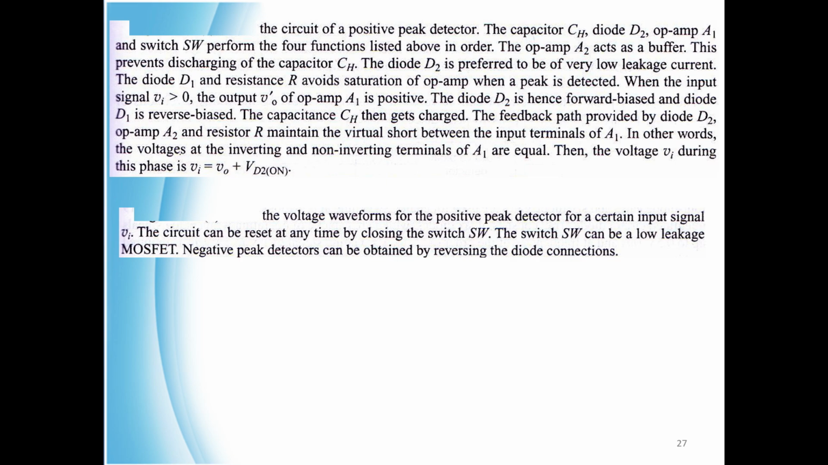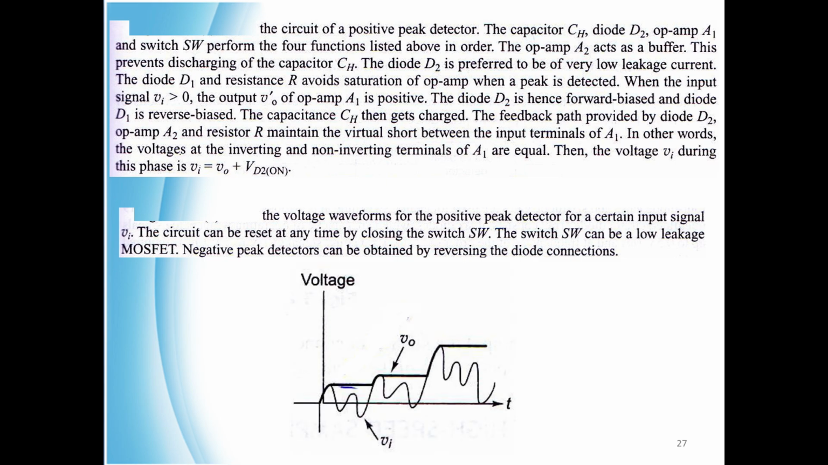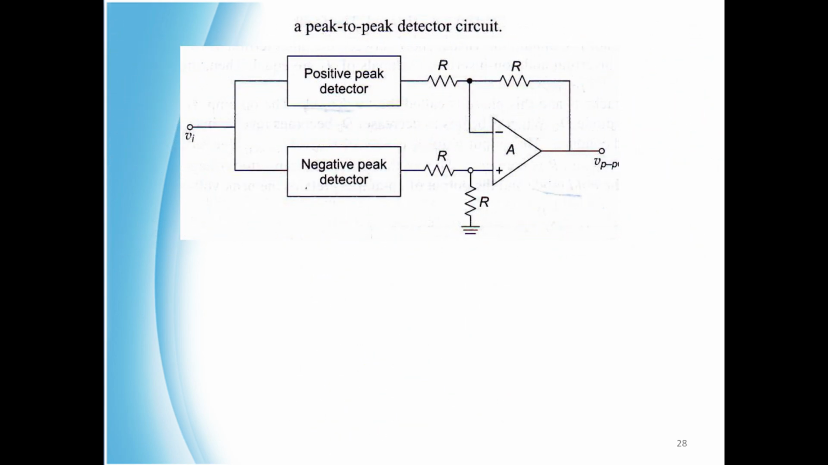These are the voltage waveforms for the positive peak detector for a certain input signal Vi. The circuit can be reset at any time by closing the switch SW. The switch SW can be a low leakage MOSFET. Negative peak detectors can be obtained by reversing the diode connections. So this is the circuit of a peak-to-peak detector circuit. So it incorporates a positive peak detector as well as a negative peak detector.